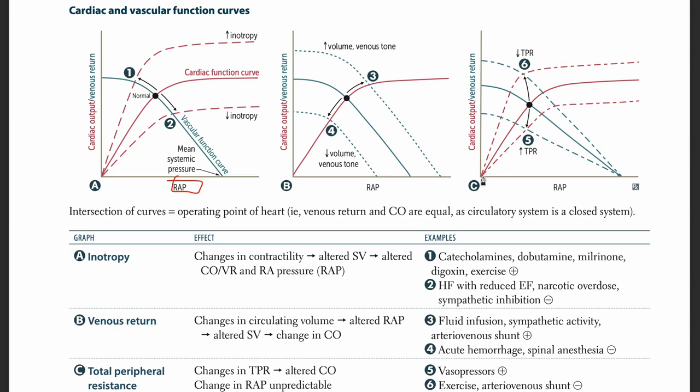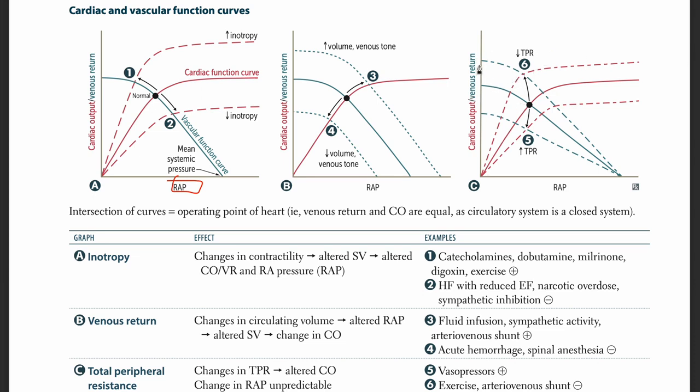Remember, the left ventricle hasn't acted yet. This chart is showing before there is compensation for that. So increase in vascular resistance would give you this chart. And then 6 is exercise or atriovenous shunt. So exercise increases your cardiac output rate.